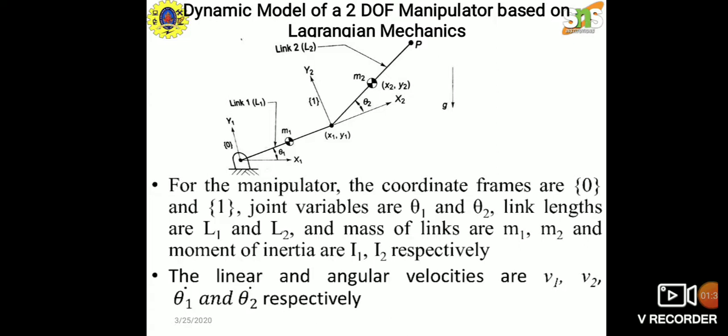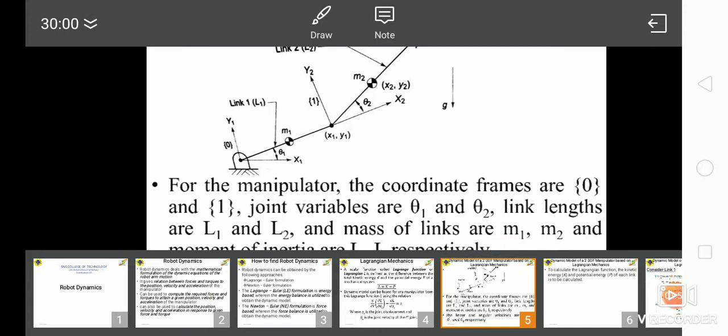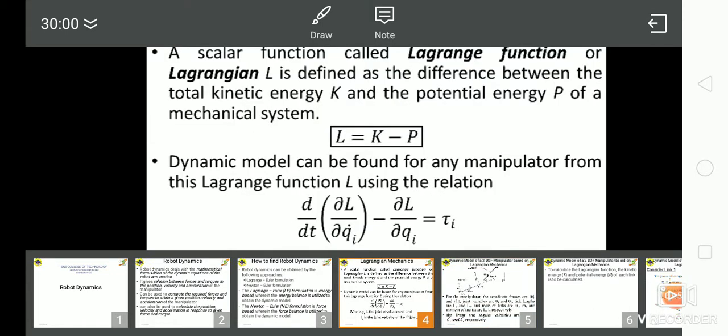In Lagrange mechanics, we have the Lagrange function or Lagrangian. Here L is defined as the difference between the total kinetic energy K and the potential energy P of a mechanical system: L equals K minus P. The dynamic model can be found for any manipulator from this Lagrangian function L using the relation d/dt of (∂L/∂q_i dot) minus ∂L/∂q_i equals tau_i, where q_i is the joint displacement and q_i dot is the joint velocity of the i-th joint.